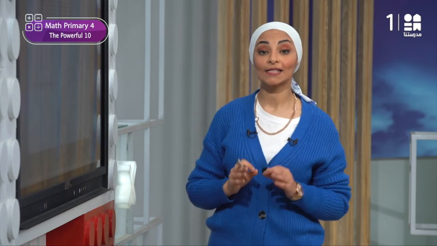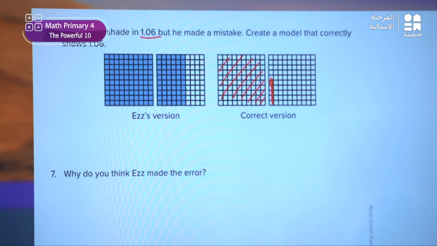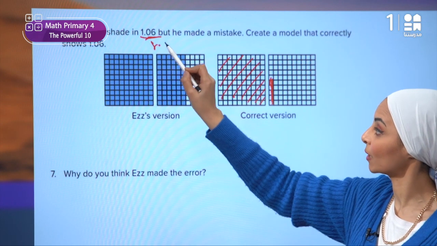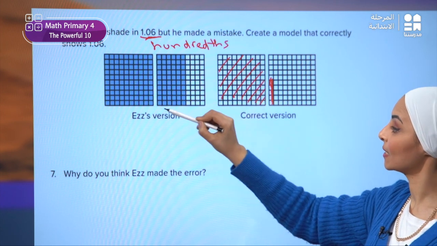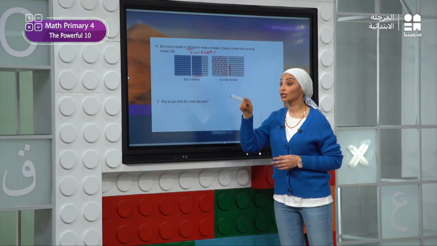Now, problem number 7 asks me to identify the mistake that was made. The mistake he made was very clear to us when answering. What is the thing he did wrong? He represented the 6 hundredths as 60 hundredths, or 6 tenths. This is the mistake he made. Right? Okay, so he represented the 6 hundredths. This is 6 hundredths like you see here. So he represented it as 6 tenths, which is wrong.